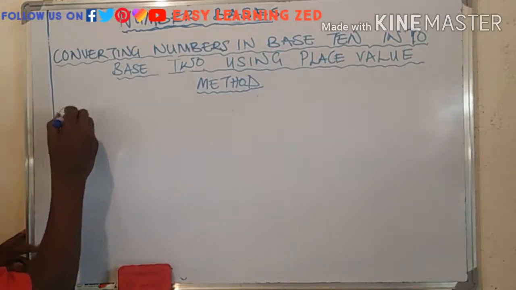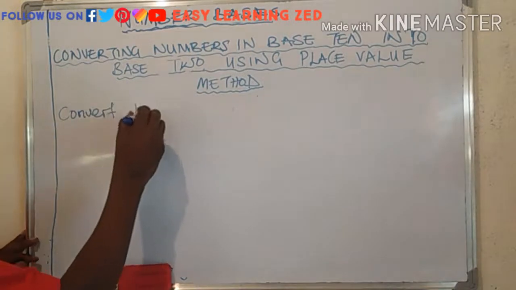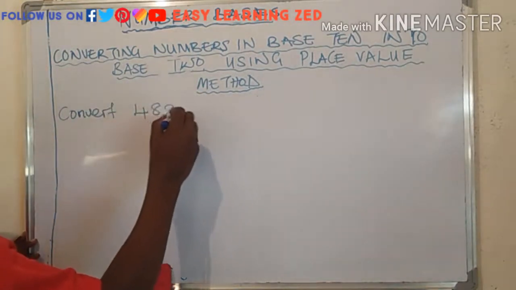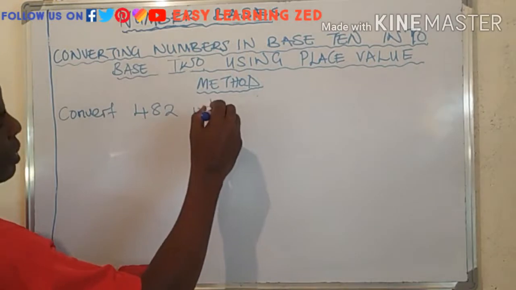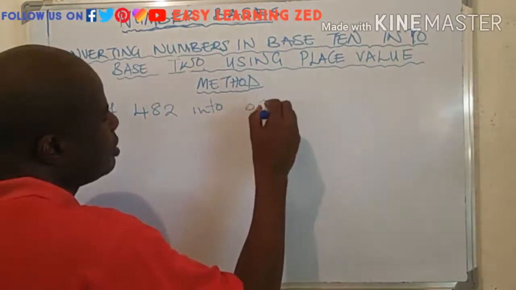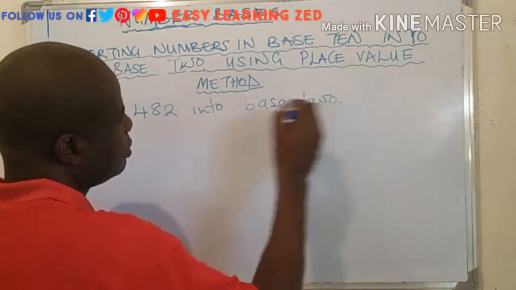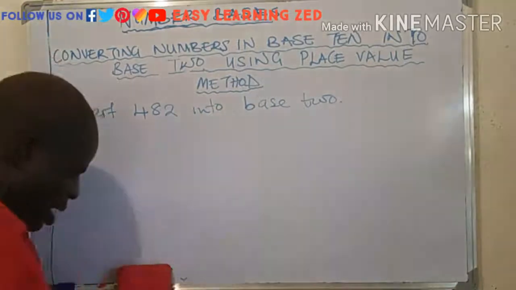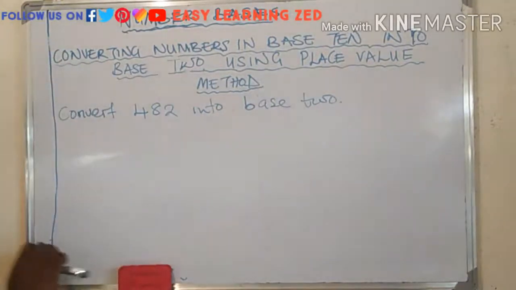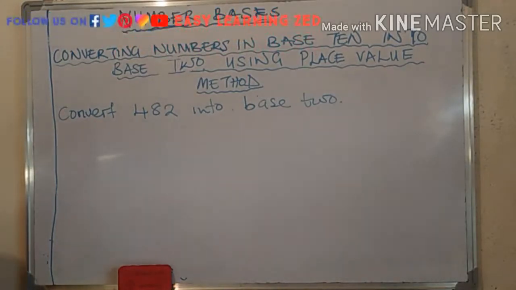We are saying convert 482 into base 2. So let's identify place values of numbers in base 2 that can go into 482.